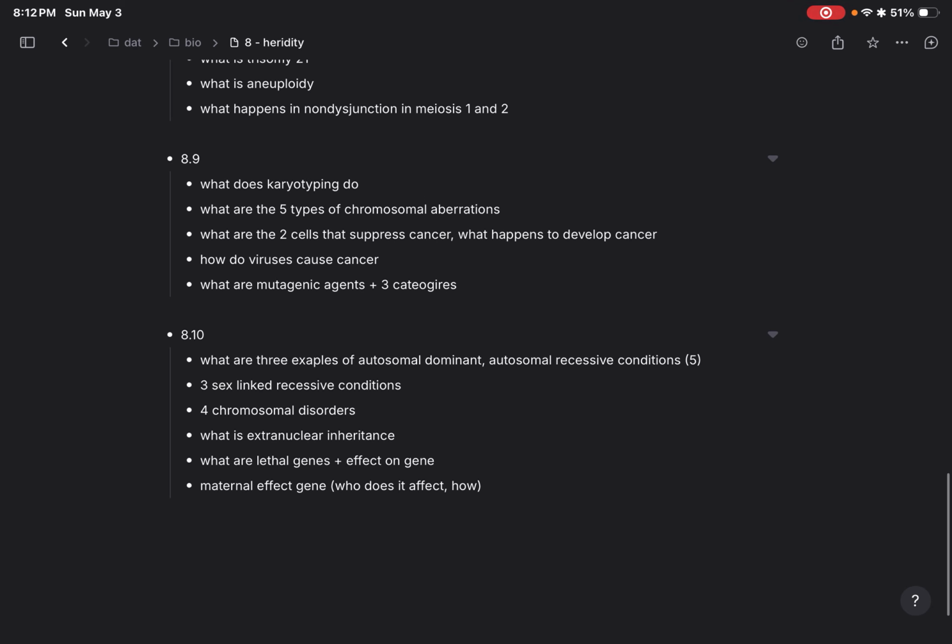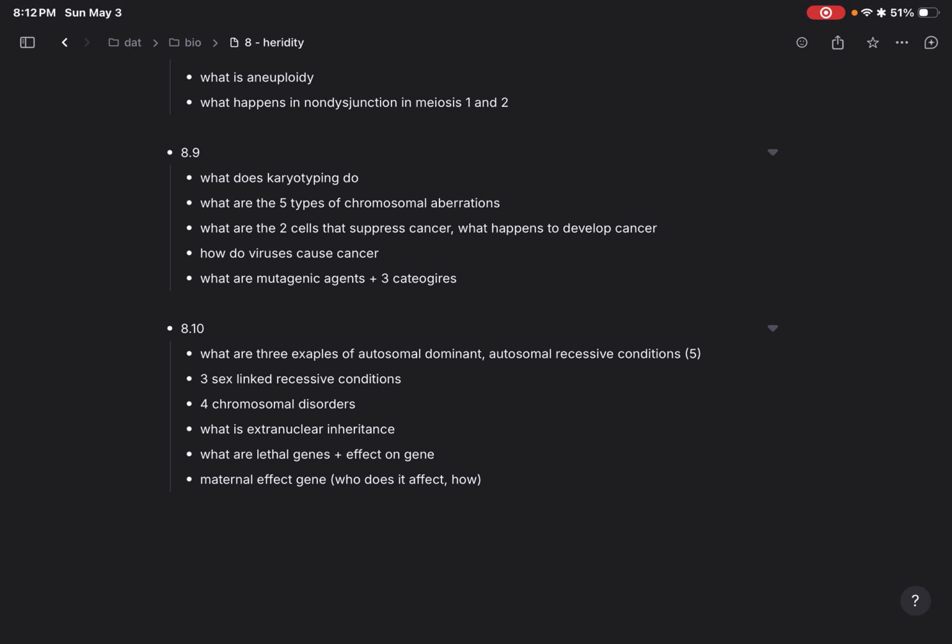Okay. What does aneuploidy mean? I already talked about that. Okay, what does karyotyping do? It's simply a way to see all the chromosomes. It happens during metaphase, because that's when all the chromosomes are lined up and condensed.